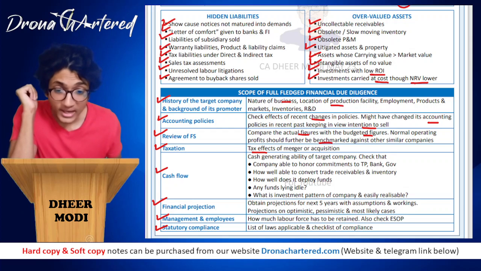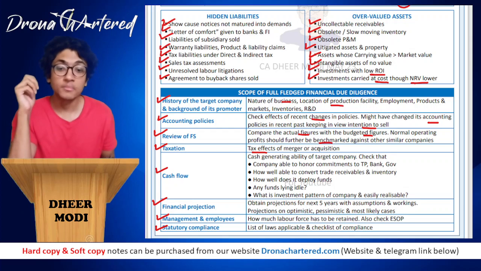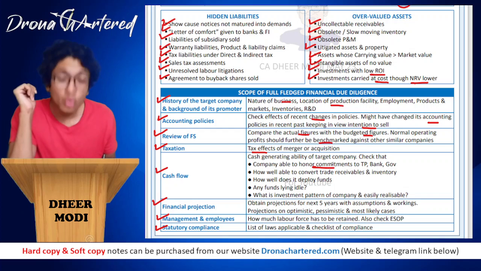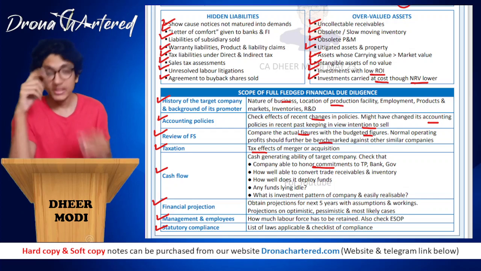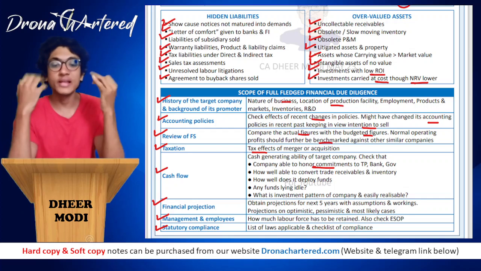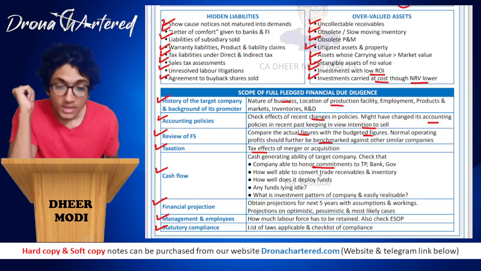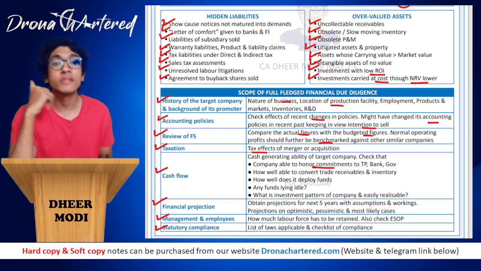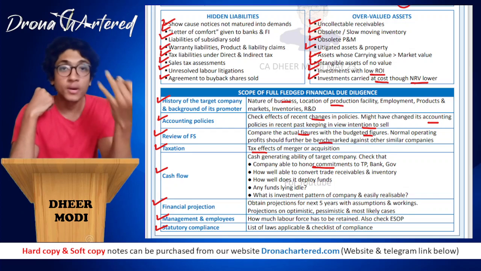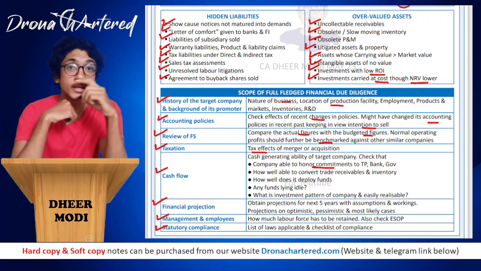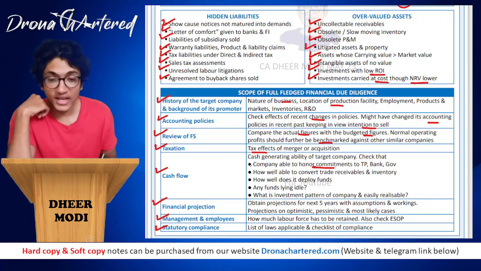Under cash flow, the cash generating ability of the target company, there are basically 5 checks. First, whether it is able to honor commitments. Honoring commitments means whether it is able to meet commitments, any liabilities to the bank or your government. Next, how well it is able to convert trade receivables and inventory. That means how properly it is able to convert your inventory and your debtors into cash.